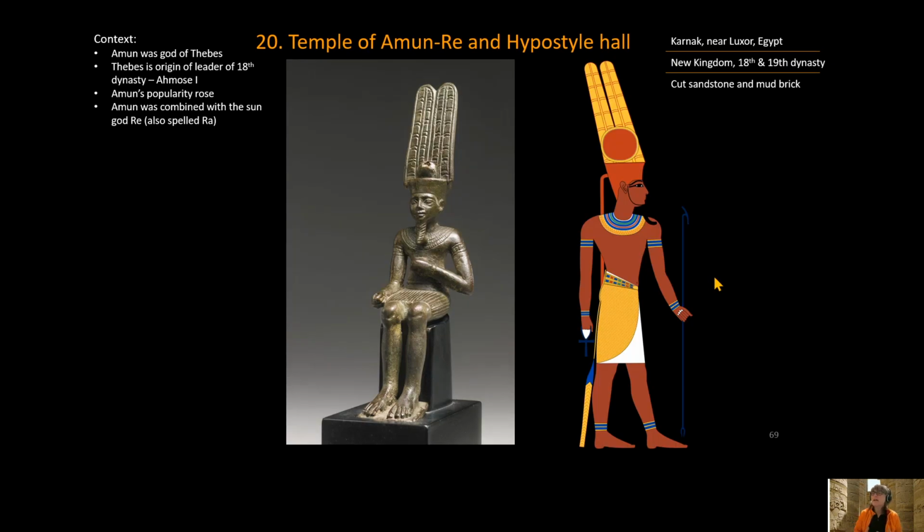Okay, so in terms of context, who is Amun-Re? He was a god. He was located at the city of Thebes, and Thebes was the town where the leader of the 18th dynasty from Egypt was from. And so it just happened that Amun-Re, or Amun, became a very famous god. He got combined with Re, or Ra, the sun god, and so we have this combo god, Amun-Re. And he's just super popular all over Egypt. He's actually going to become Zeus for the Greeks.